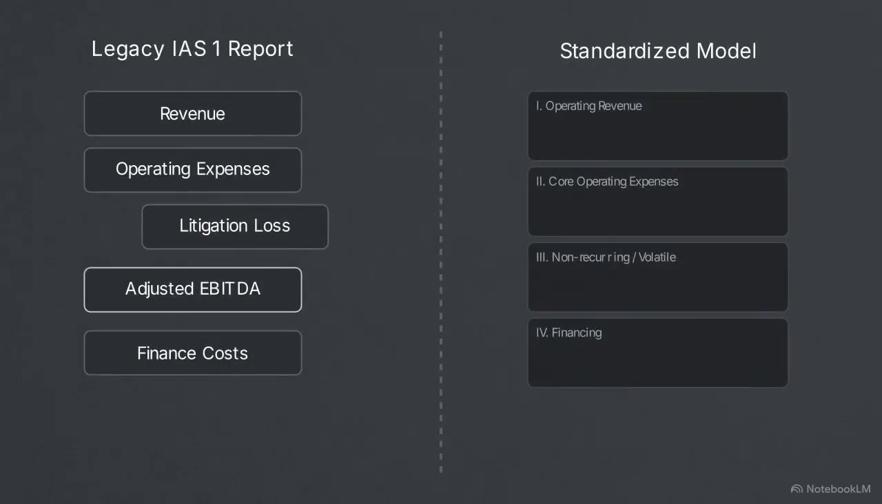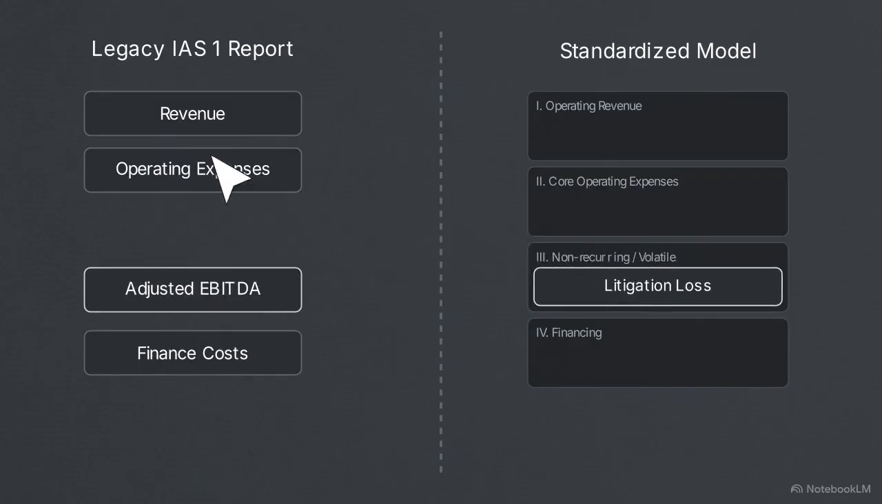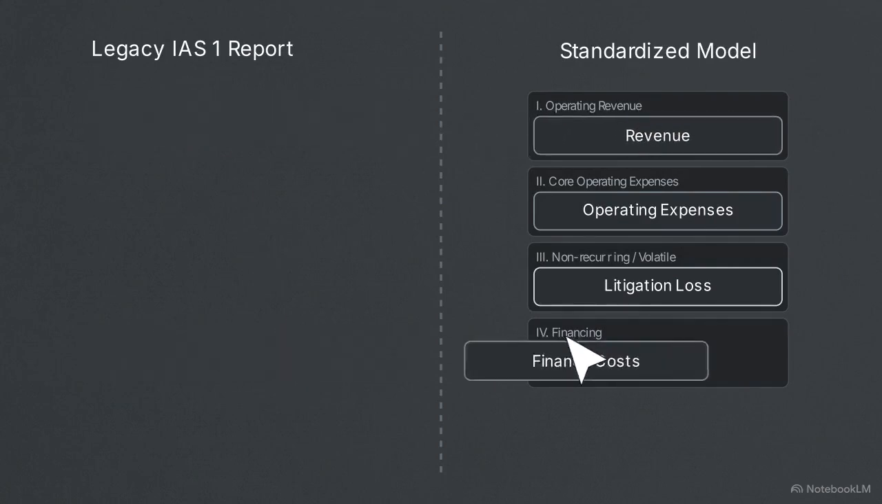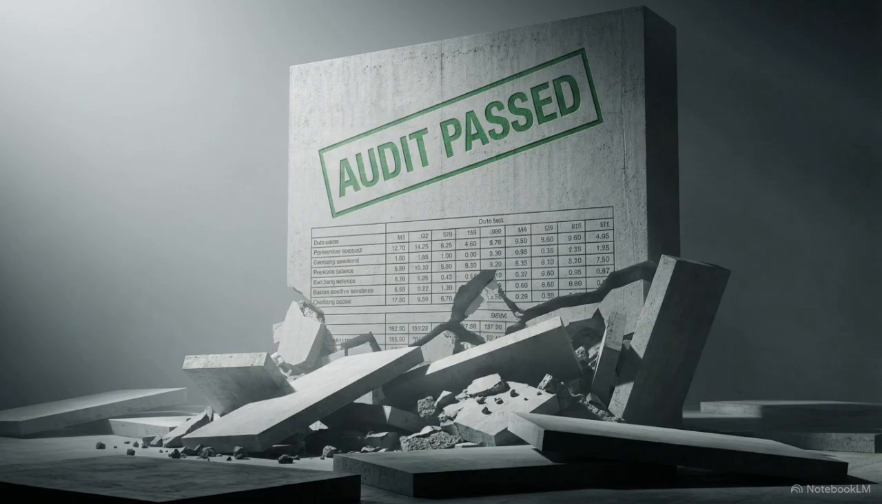Hiding volatile items and promoting curated metrics forces analysts to manually unpack and rebuild the income statement just to figure out what actually happened. The legacy rules produced financial statements that passed the audit with ease, but routinely failed to give capital markets a structurally comparable baseline.